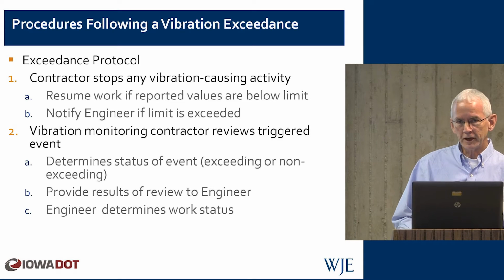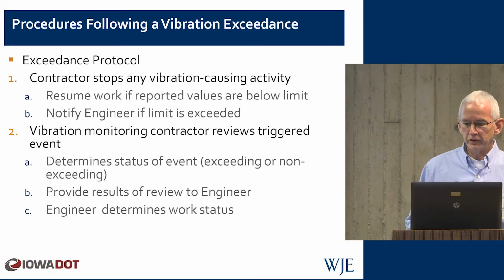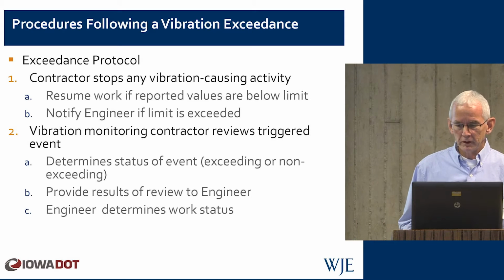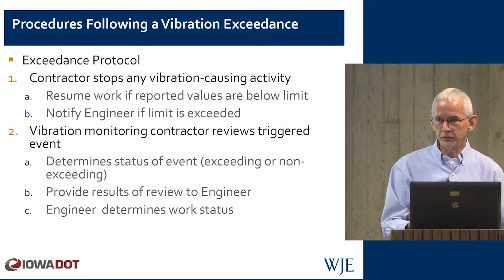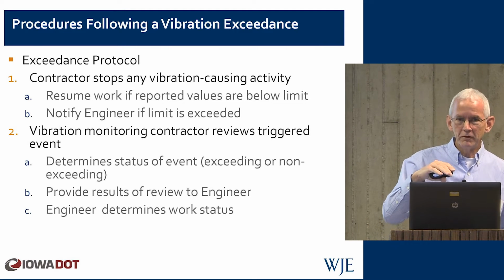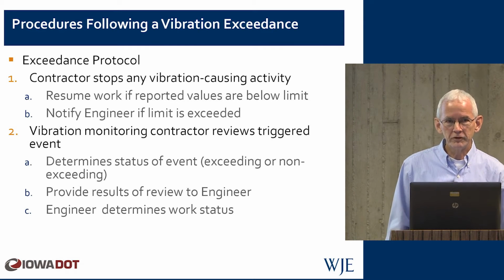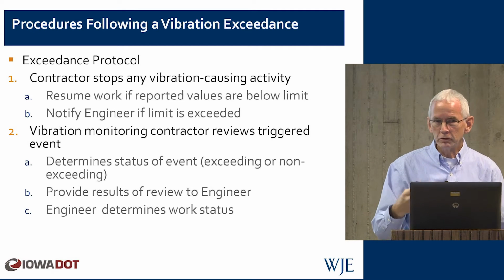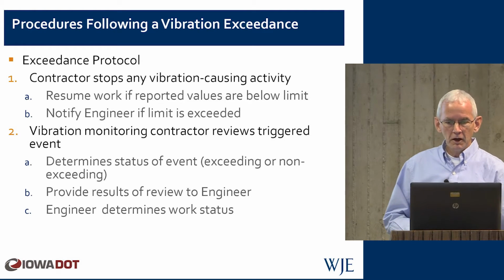Once we get the notification of the exceedance, the SP calls for the contractor to stop any vibration-causing activity and to resume work if the reported values are below the limit. So they get the email, they can see what the amplitudes and frequencies are, and they can tell that, oh, I'm above the 80% line, but I'm below the full project specification. And according to the special provision, they could resume work, just being aware that they caused the event.